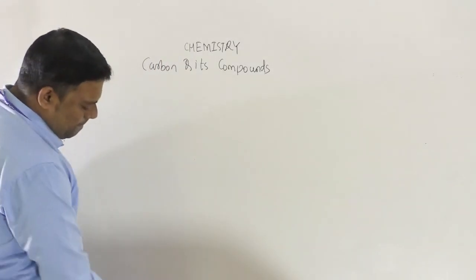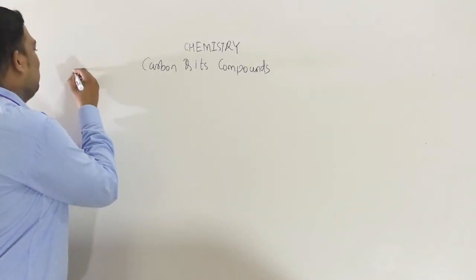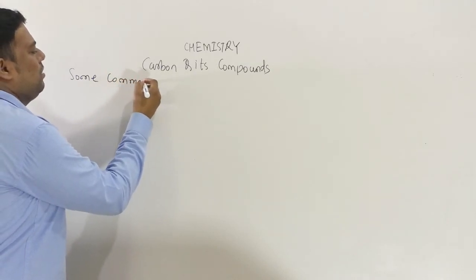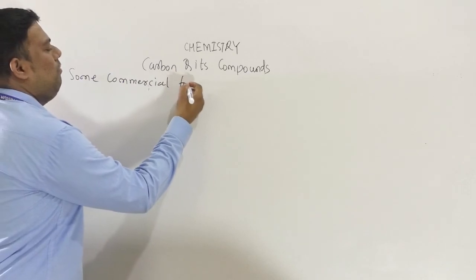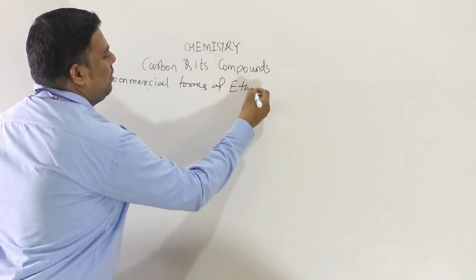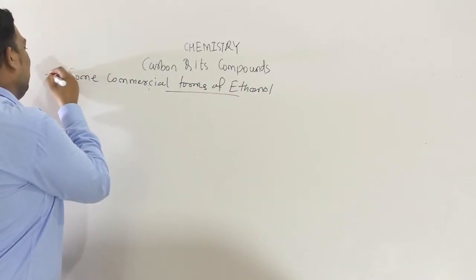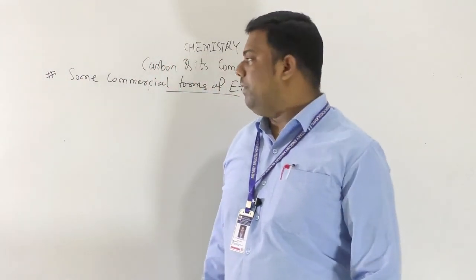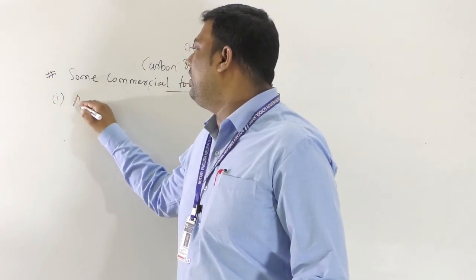Okay, now see some commercial forms of ethanol. What, beta? Some commercial forms of ethanol. We have to concentrate on some commercial forms of ethanol. Okay, so see, first we will discuss, beta, here, absolute alcohol. What?